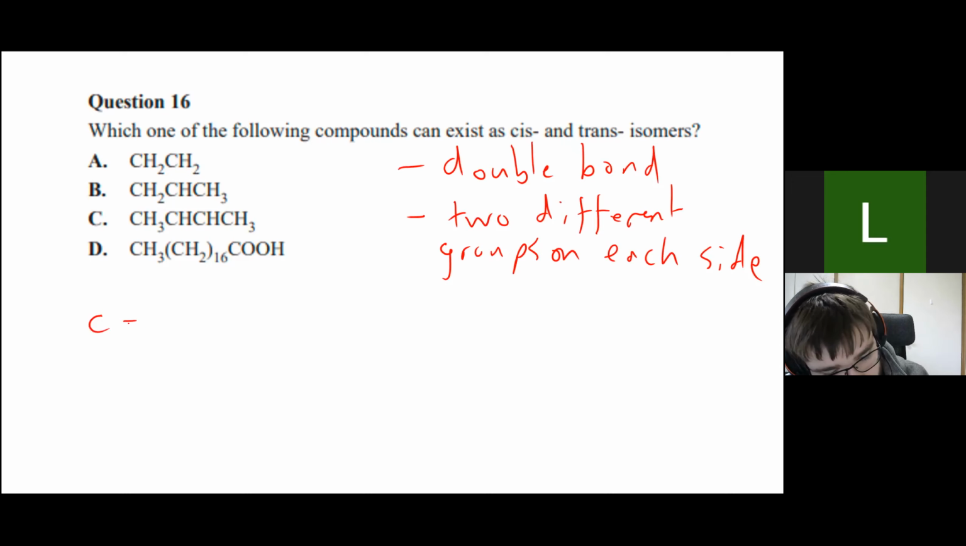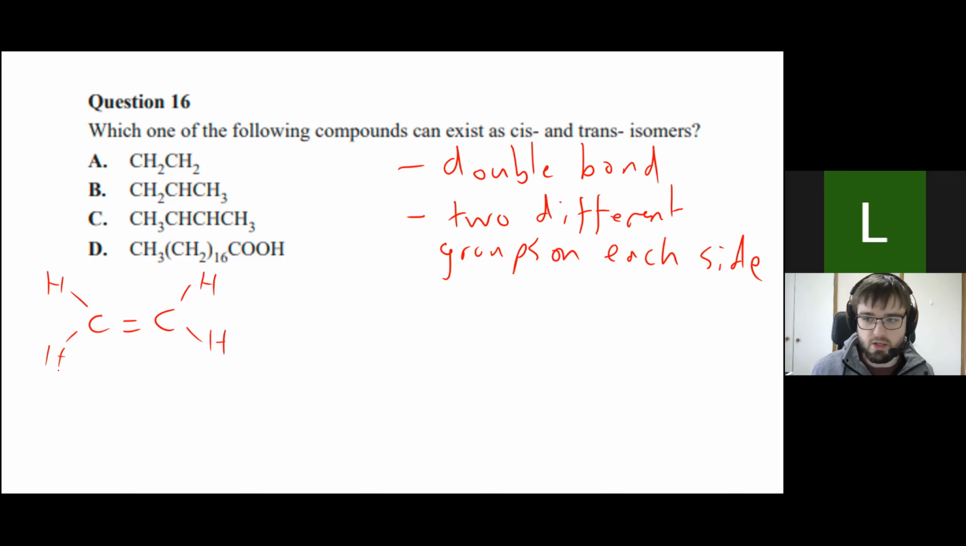So for example, here, if we look at A, we've got ethene, but there's no cis-trans isomer because if we swap these 2 hydrogens around, then it'll just be the same thing. So see how it's on both sides, it's symmetrical across here, so it can't be a cis-trans isomer.